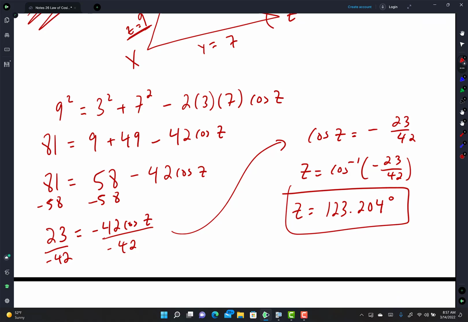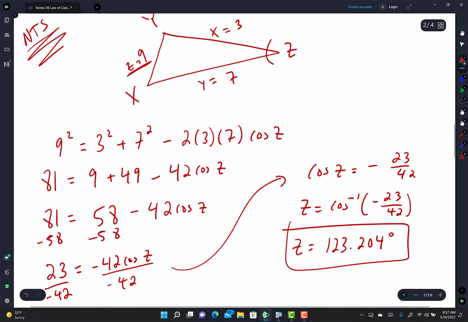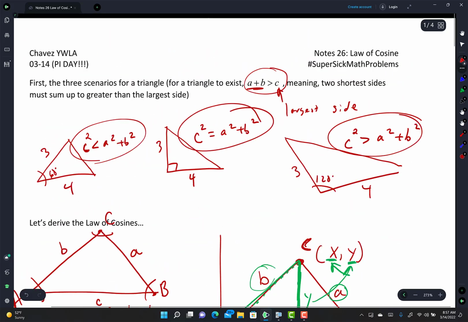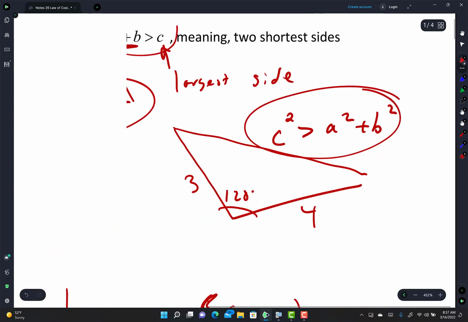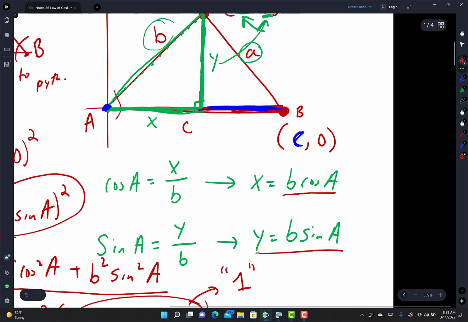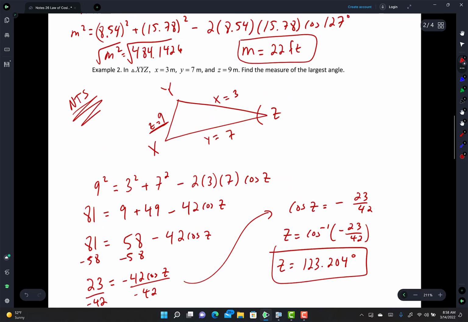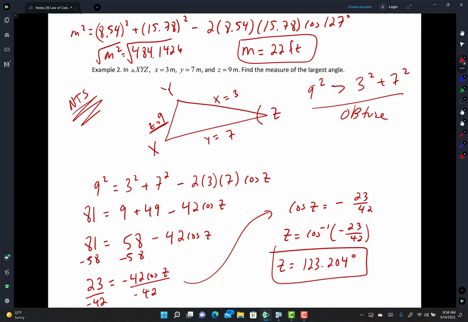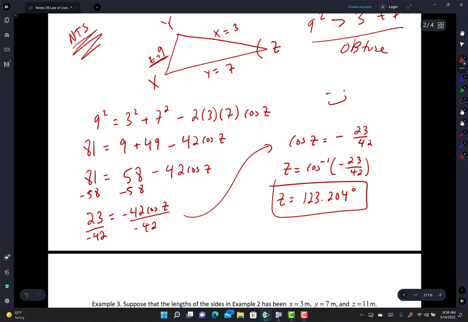So this was an obtuse. It's obviously not to scale. And we could have told it was obtuse if it followed this right there. So let's see if this is true. C squared is greater than A squared plus B squared, the largest side. So let's see. Is 9 squared greater than 3 squared plus 7 squared? Yeah, 9 squared is 81. 3 squared plus 7 squared is 58. Yep, obtuse. Cool, right? I think it's cool. Happy face.